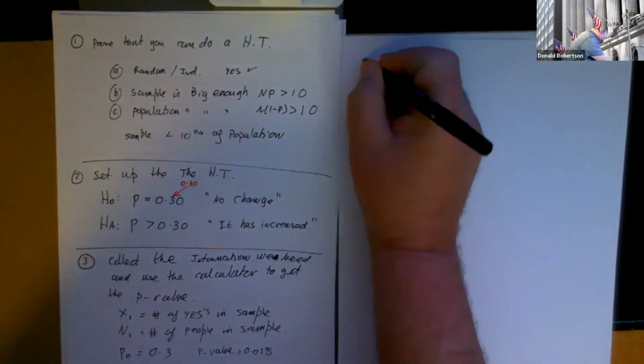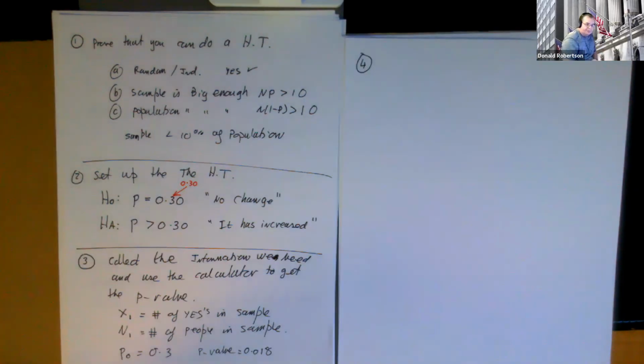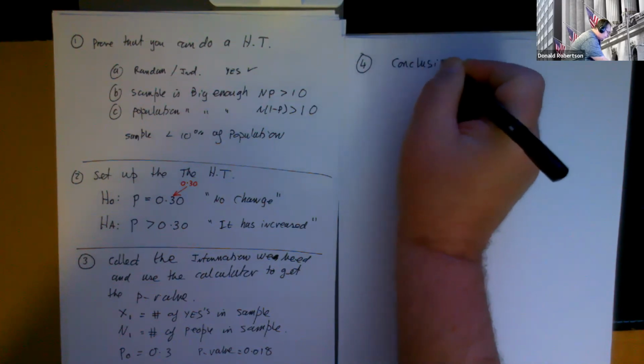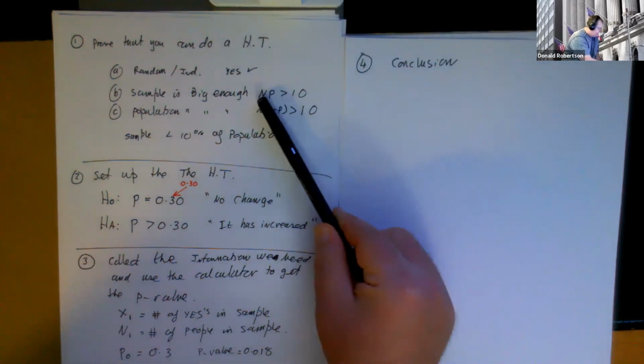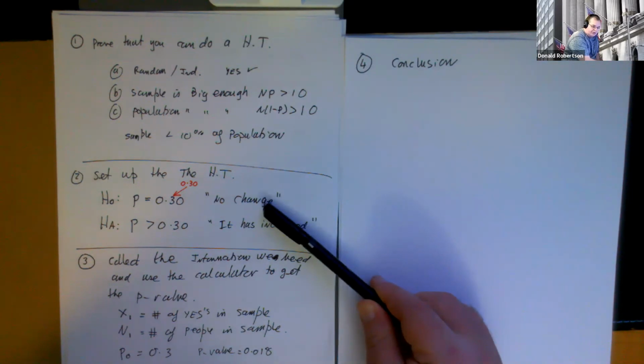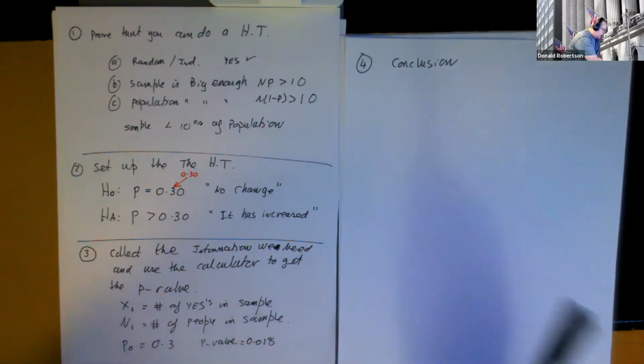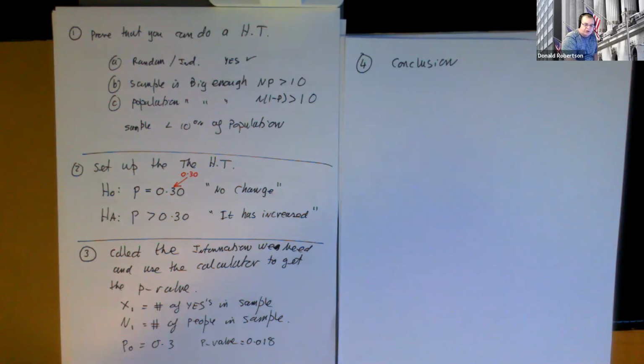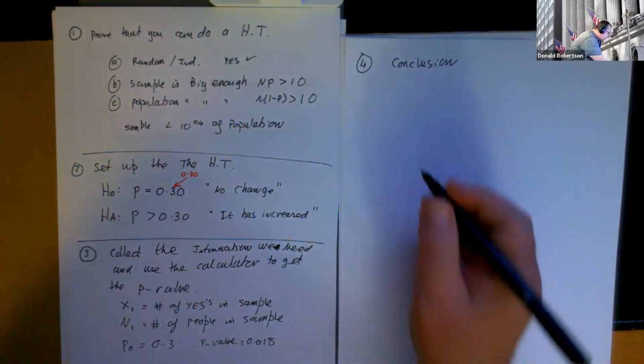So where are we off to next? Well, we're on to our final step, step 4, conclusion. We've checked I can do it. I've set up my hypothesis test. I found my p-value. Now I need a conclusion. The conclusion is going to be, yes, there is enough evidence to prove that students have a car more today than they did in the 60s, right? Or there's not enough evidence to prove that. So here's your test.